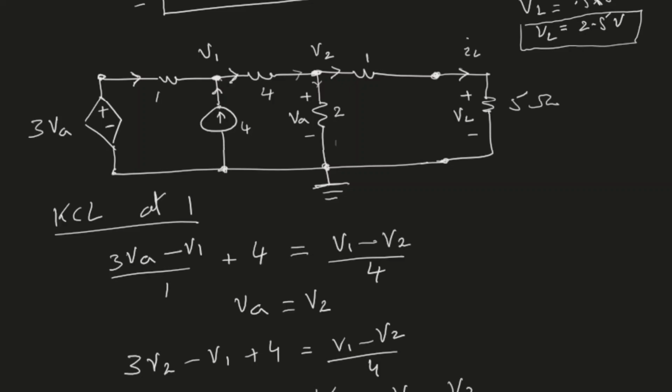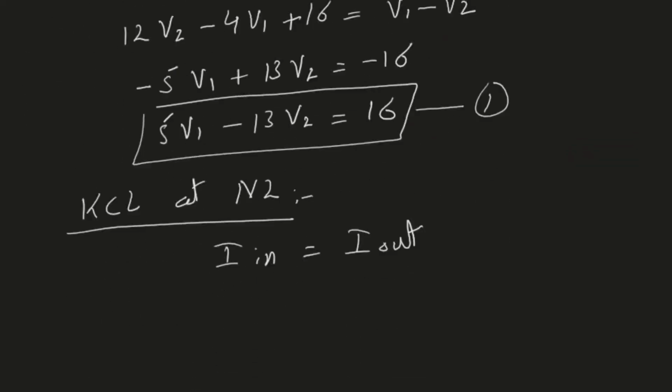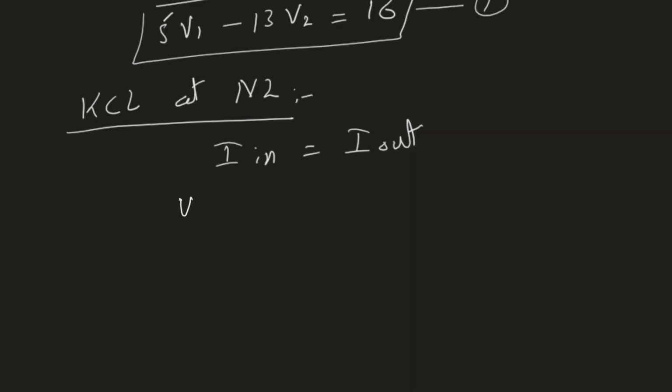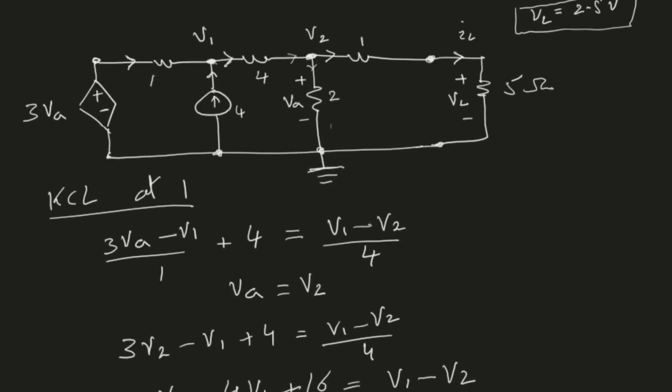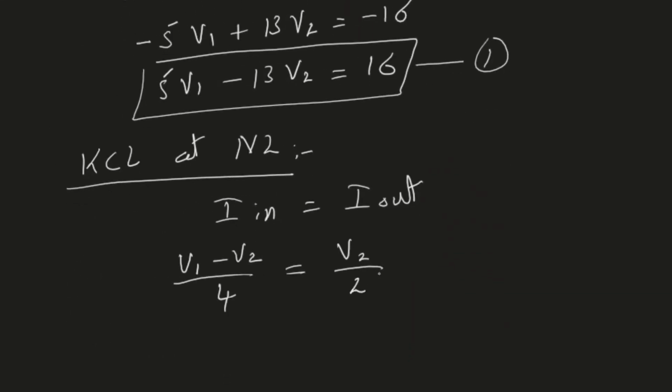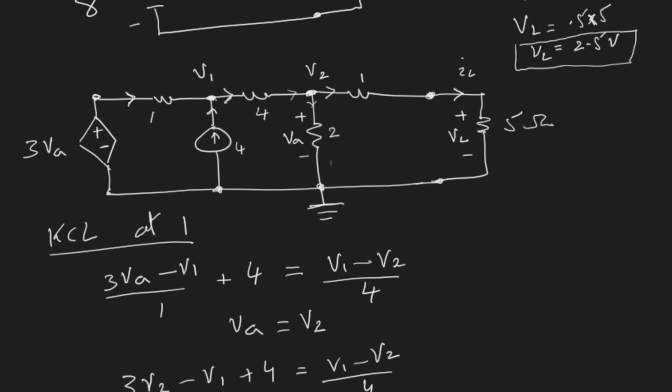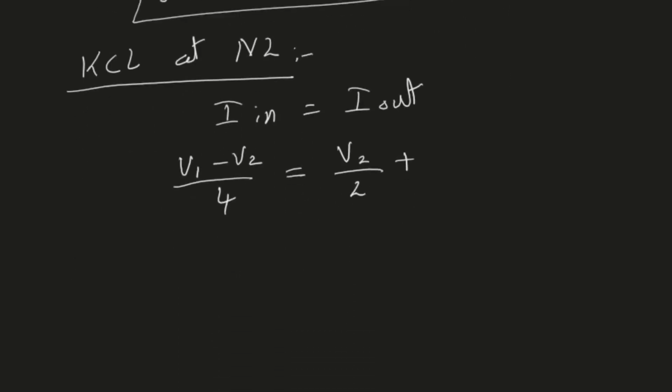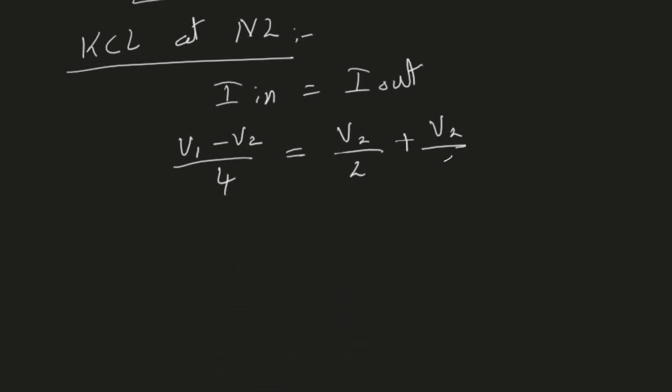Now let's apply KCL to node 2. The first current entering node 2 is coming through the 4 ohm resistance. So the current is V1 minus V2 divided by 4. That's the current that is coming in. It should be equal to the current that is going out. Current going out is V2 divided by the 2 ohm resistance, the current that goes through here to the ground. So it's V2 minus 0 divided by 2, which is V2 divided by 2. And another current that is leaving is V2 divided by the series combination of these two, which is 6 ohms. So V2 divided by 6.